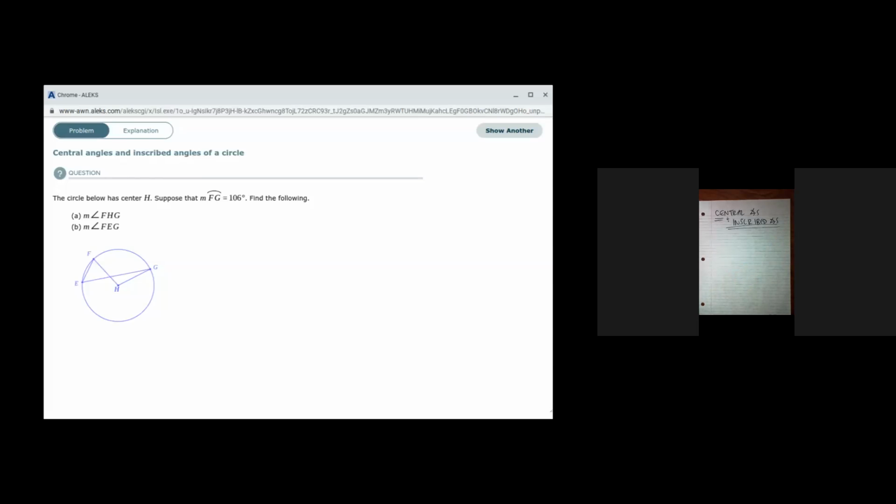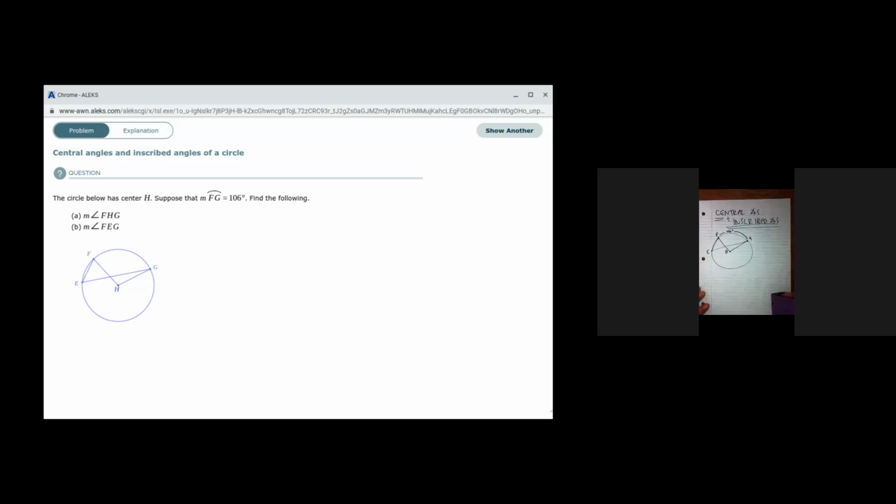All right, let's talk about some central angles and inscribed angles. In the circle below, H is the center. It says we know something about arc FG, so let's finish drawing this picture here. There's an F here. There's a G here. There's an E over here. We know that arc FG is 106 degrees.